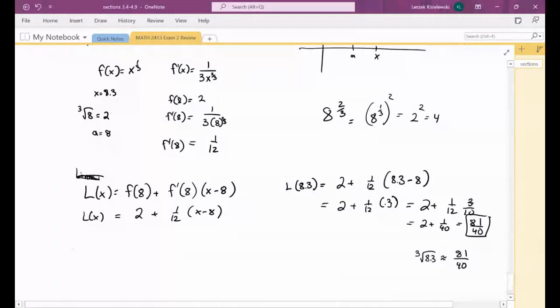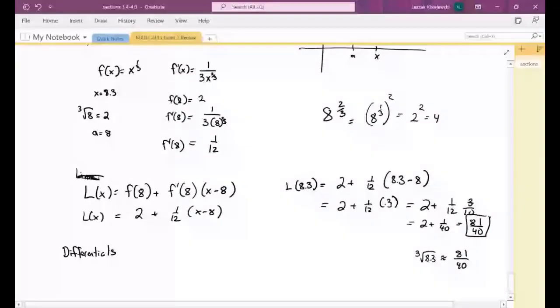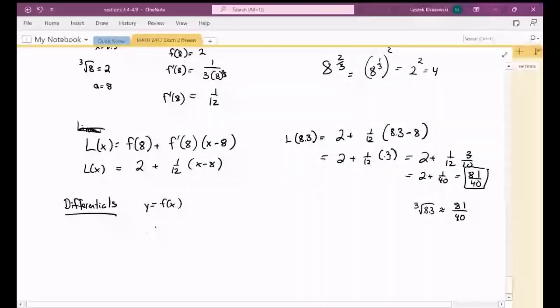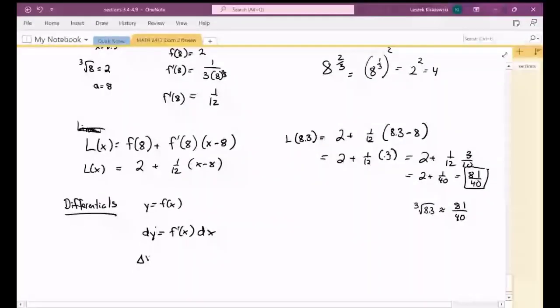And what are, instead of linearization, what are differentials? So if you have a function, y equals f of x, the differential is dy, and it's simply the derivative times dx. And this approximates the actual change in the value of your function. So it's an approximation.